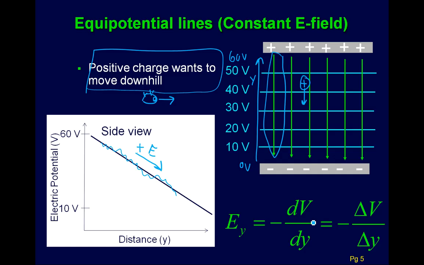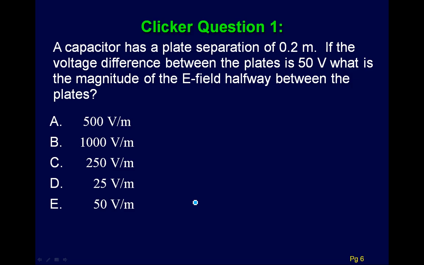One thing is that for a capacitor, this approximation of delta V over delta Y is exact, because the slope of this line is the same. It's just delta V over delta Y. So that's an exact relationship for the electric field inside a capacitor. Speaking of which, let's try an example.